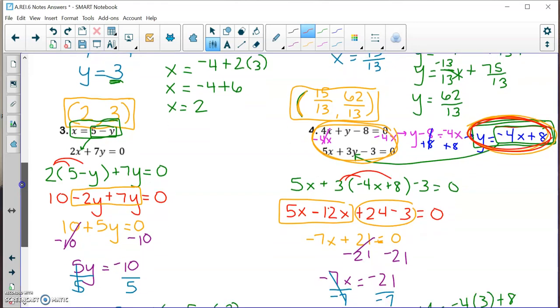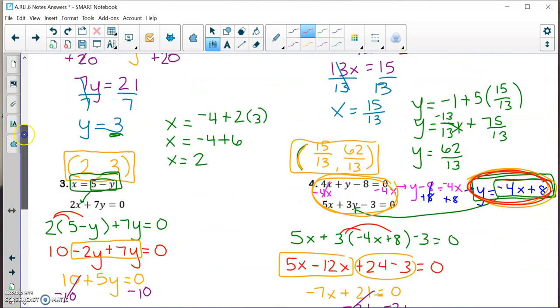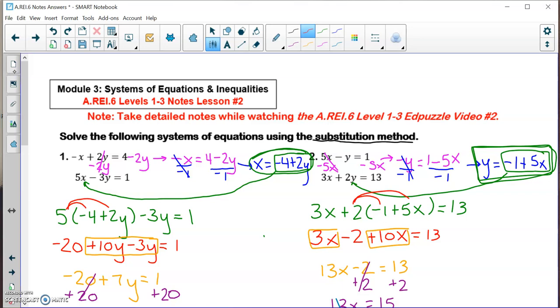All right, that is the substitution method. So now we have one final method left, so please move on to lesson 3.